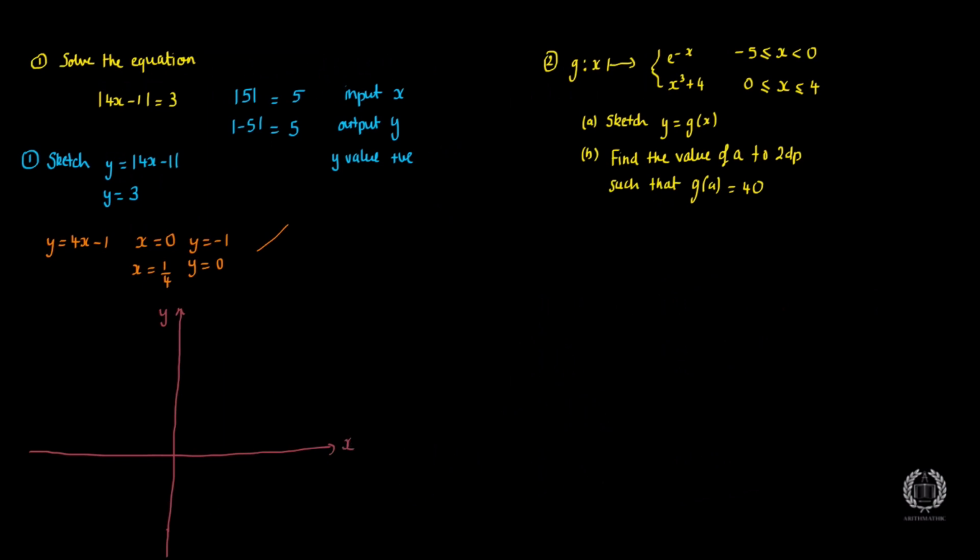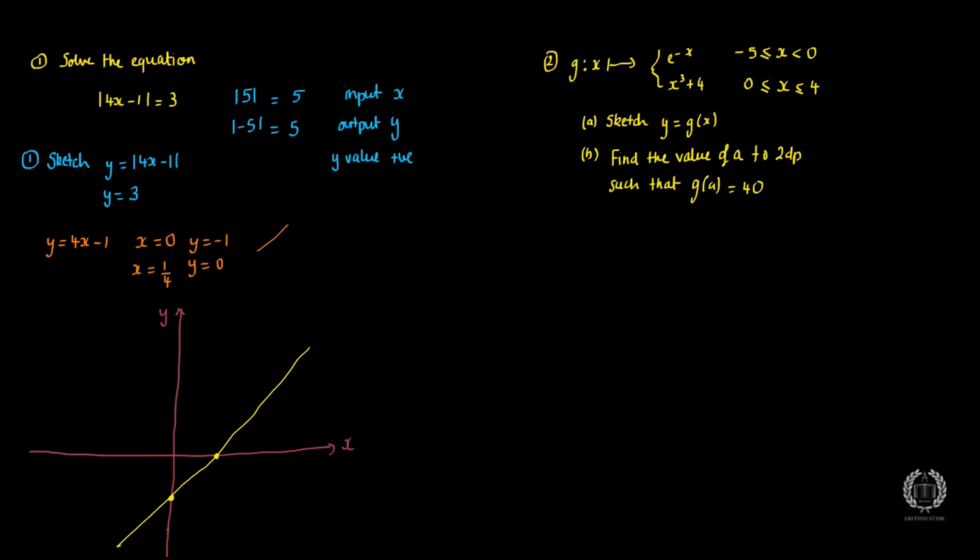Now if I'm going to sketch this graph, let's put the points. When x equals 0, y equals minus 1, so I'm just going to put it somewhere here. And when x equals a quarter, y is 0, so somewhere here. Because this is a positive gradient, our graph is going to go through these 2 points in this shape. It's good enough. Obviously you guys are going to use a ruler when you do it. So this is my graph for y equals 4x minus 1.